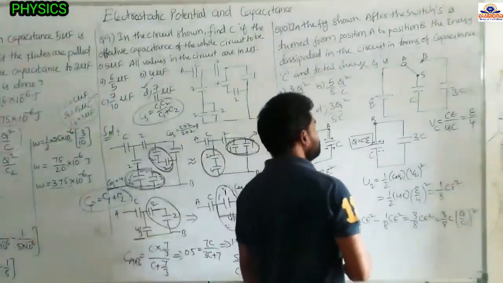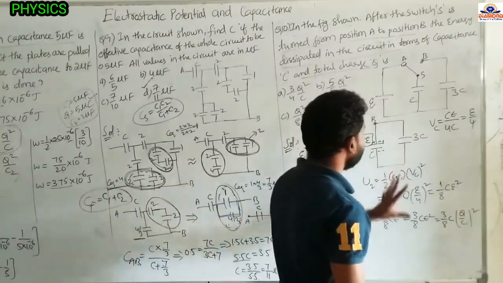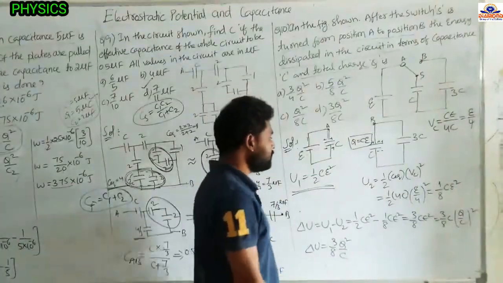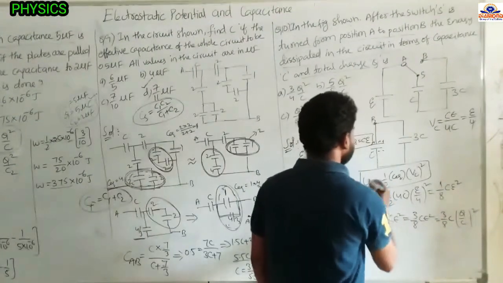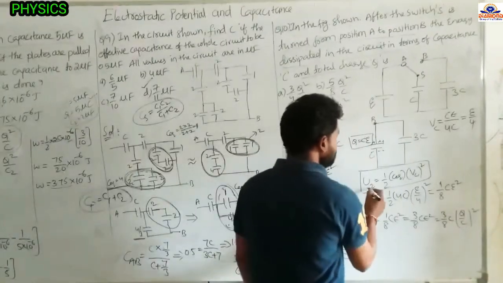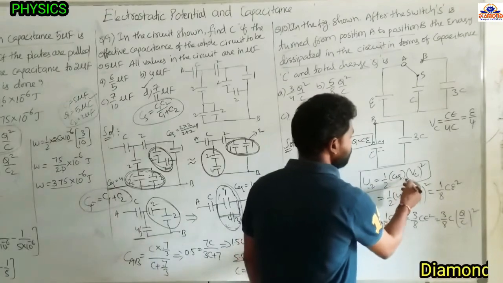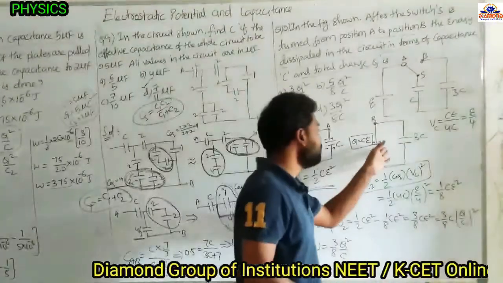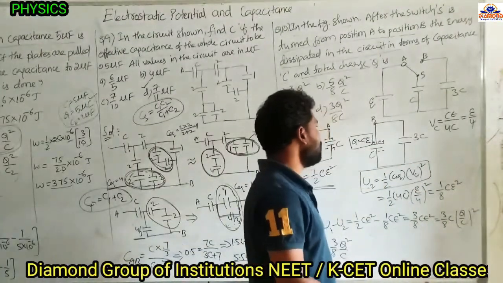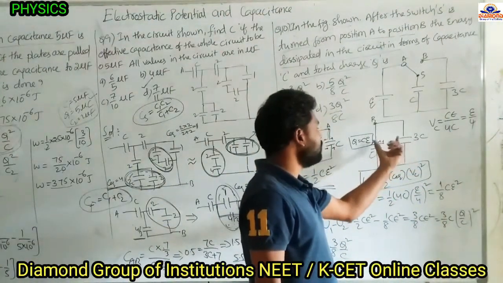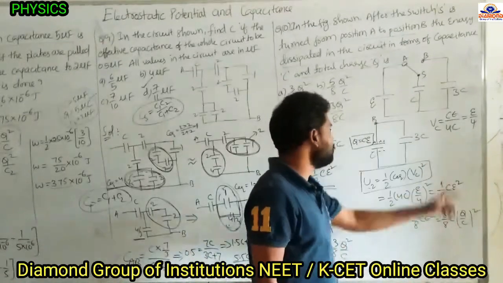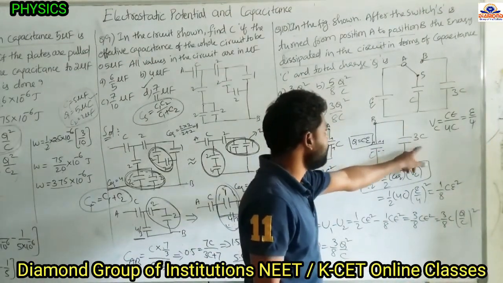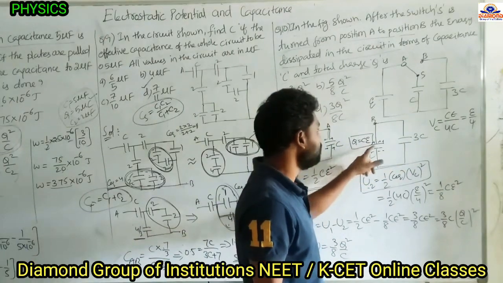What is the common potential? Why? Because after connecting to B, we have to find how much energy is there. To find the energy, we have the formula: when two capacitors are connected, energy equal to half into C equivalent into Vc square. Vc is nothing but the common potential. This will discharge, and whenever it comes to the steady state, common potential equal to the total charge by total capacitance.